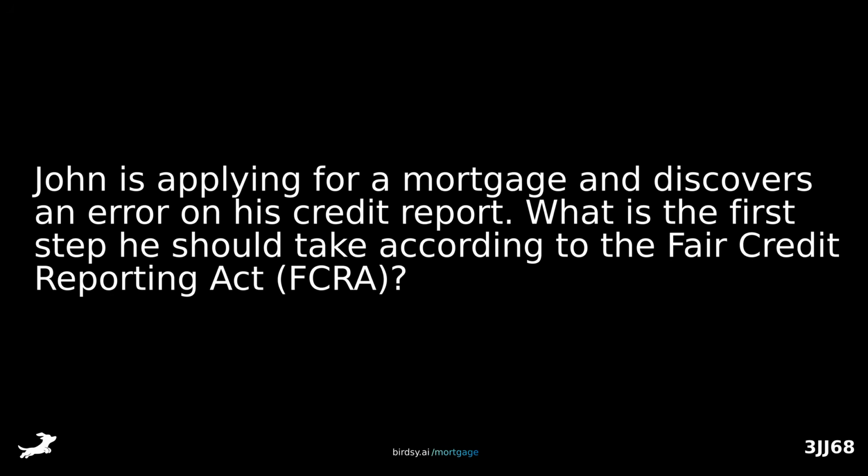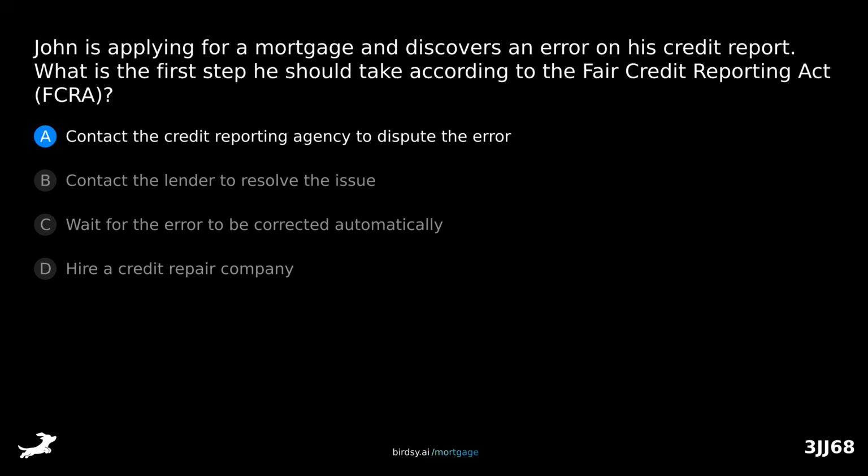John is applying for a mortgage and discovers an error on his credit report. What is the first step he should take according to the Fair Credit Reporting Act? Is it A, contact the credit reporting agency to dispute the error? B, contact the lender to resolve the issue? C, wait for the error to be corrected automatically? Or D, hire a credit repair company?